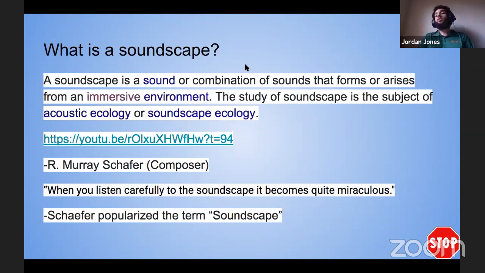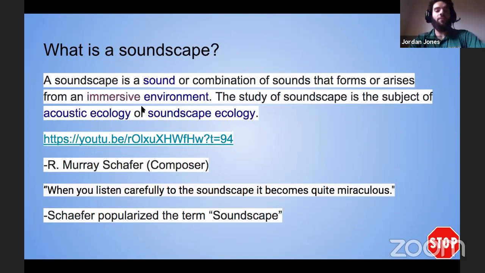The area could be your backyard. The area could be the Grand Canyon. The area could be a rainforest. It could be a concert. Whatever the combination of sounds within a given area is, that's the soundscape. And that's what we're getting into today.